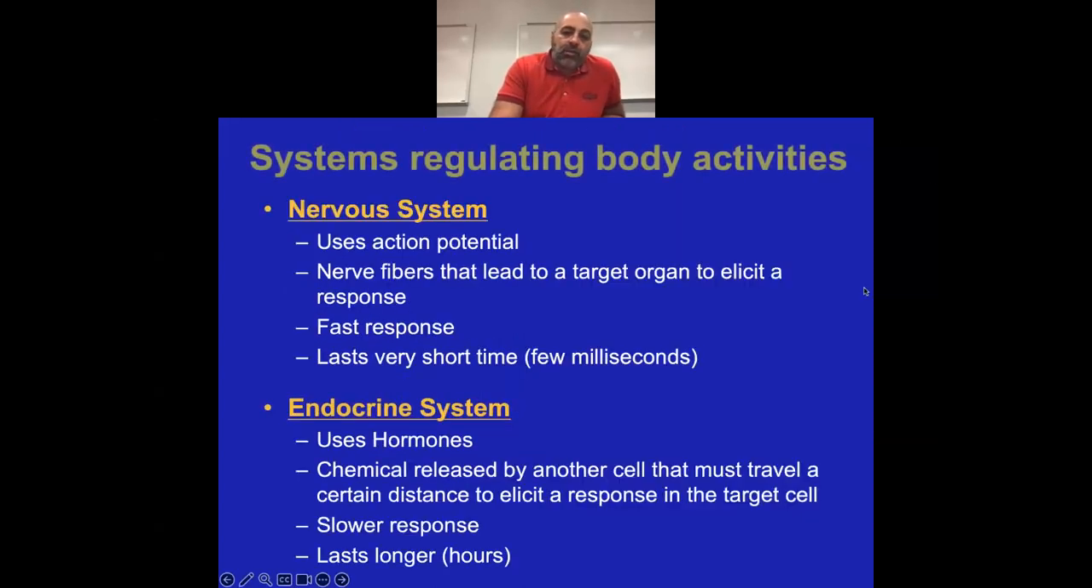All right, so nervous system, action potential, nerves, fast, short time versus endocrine. Hormones, they're chemical communicators, slow response, but long lasting. We need this because you couldn't run a nerve to every cell. We would be massive, right? We don't need that. It would just require too much energy. So having a chemical communication system makes more sense.